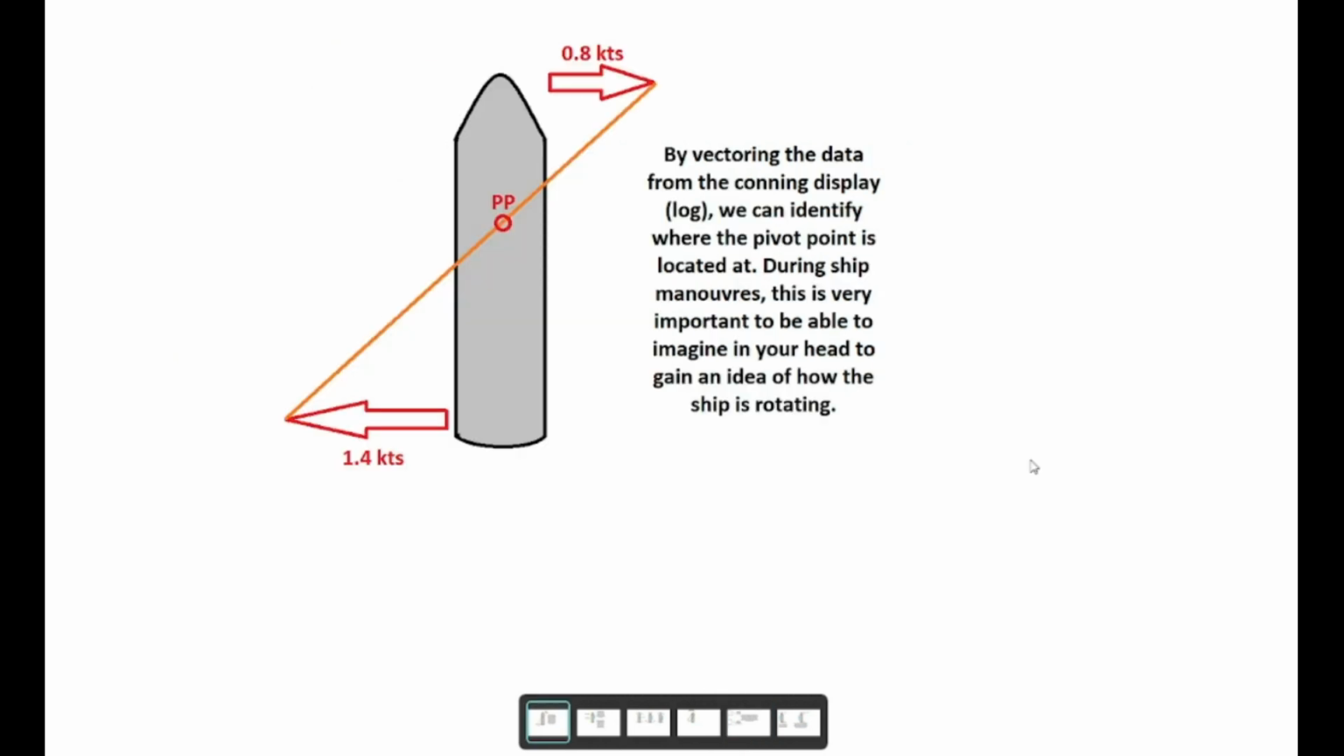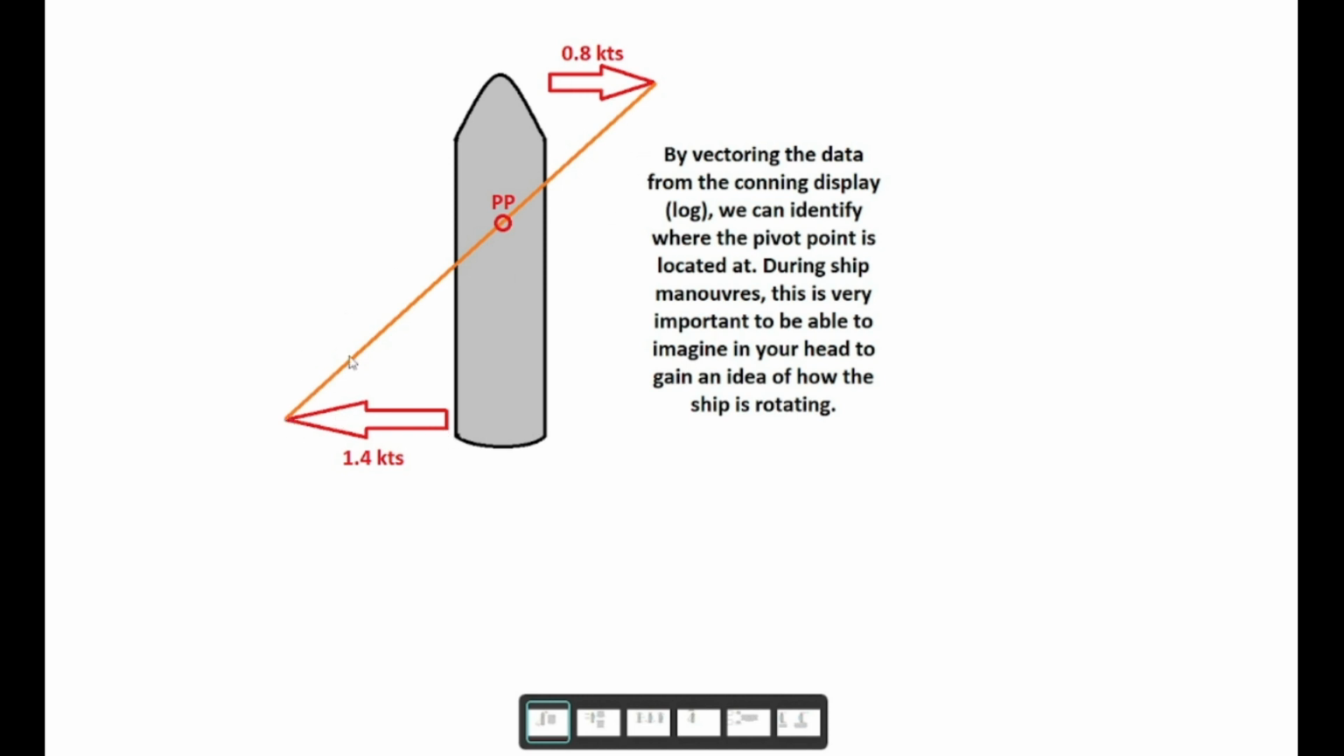I'm sure many of you maritime enthusiasts, or simulator players, have seen the conning display, where you have an outline of a ship and you get two values. You have the movement of the bow and the movement of the stern. And you often see this when you're trying to rotate the ship or turn the ship. You can see in this example here, I've said that the bow is moving at 0.8 knots to starboard and the stern is moving at 1.4 knots. And I've put a vector on. So obviously the arrow at the stern of the vessel is worth a greater amount than the bow.